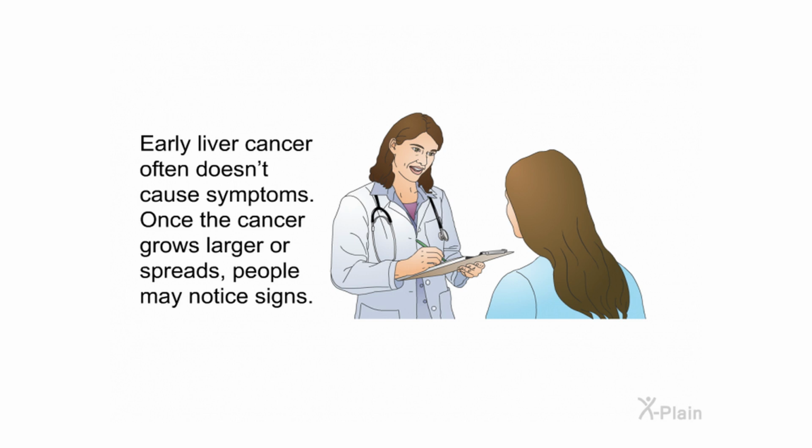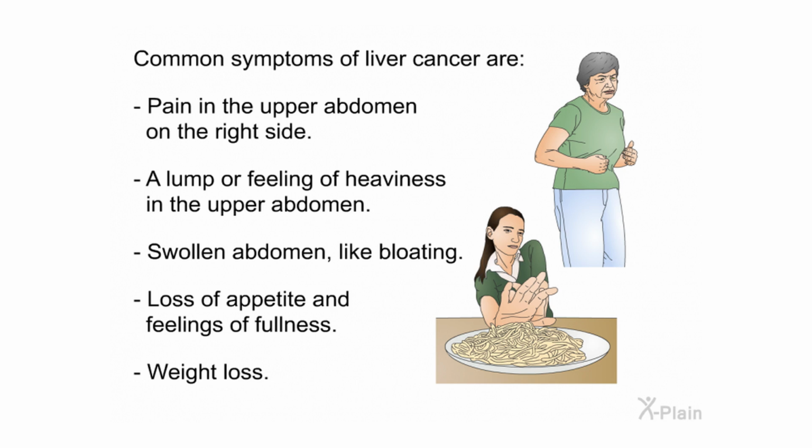Symptoms. Early liver cancer often doesn't cause symptoms. Once the cancer grows larger or spreads, people may notice signs. Common symptoms of liver cancer are pain in the upper abdomen on the right side, a lump or feeling of heaviness in the upper abdomen, swollen abdomen like bloating, loss of appetite and feelings of fullness, weight loss.